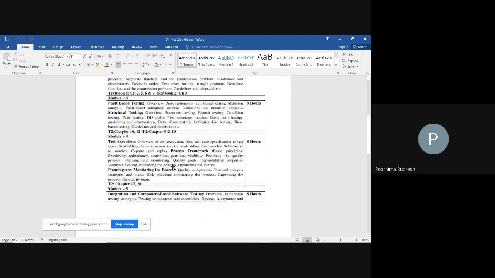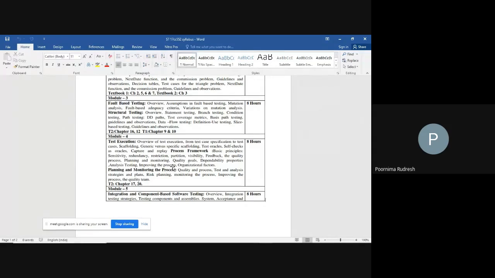Next, we'll move on to module 4. So in module 4, we are mainly concentrating on execution of the test cases. So once again, here you are going to study three topics, that is test execution, process framework, planning and monitoring the process. So in test execution, you are going to study about the overview of test execution.